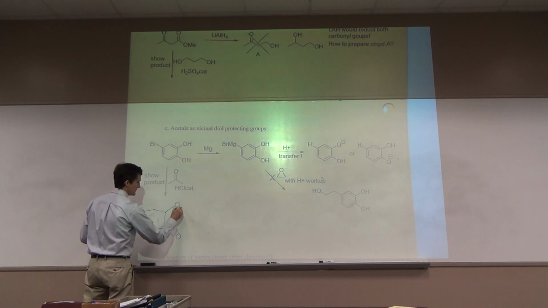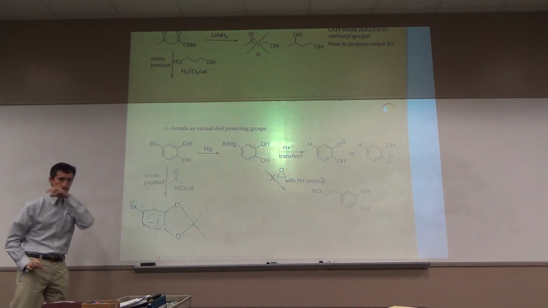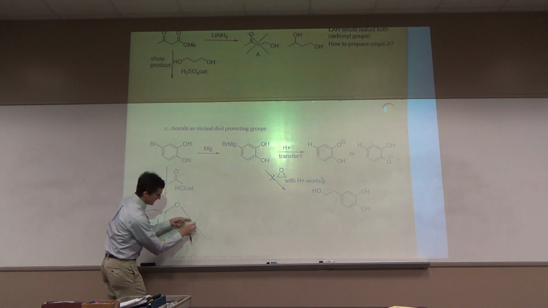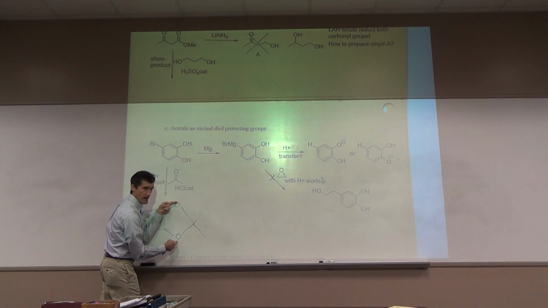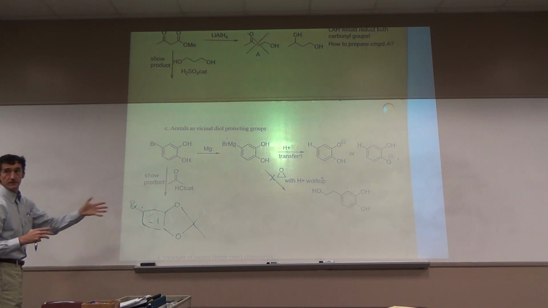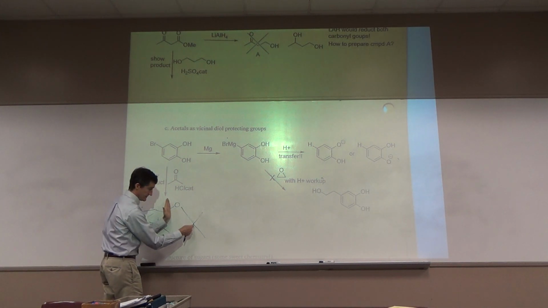What are we going to have here? Yeah, there you go. It's going to be that there, because there's your acetone, but instead of the carbonyl, the two oxygens have replaced the carbonyl. Look at the mechanism. Do the mechanism. That's an acetal right here.